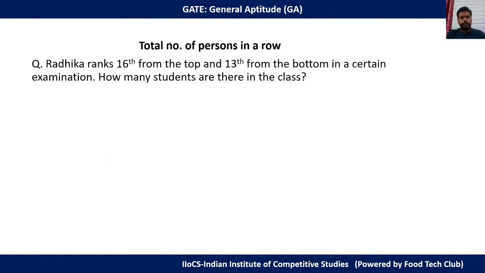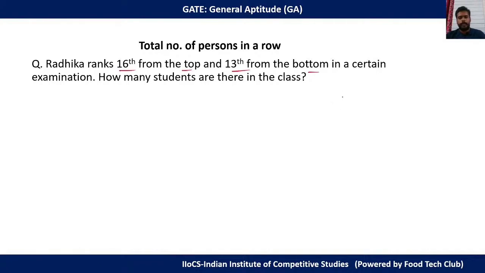This is based on total number of persons in a row. Now, Radhika ranked 16th from the top and 13th from the bottom. So it is based on the rank in a certain examination, right? How many students are there in the class? I have been given the two ranks: 16 from top, 13 from bottom.